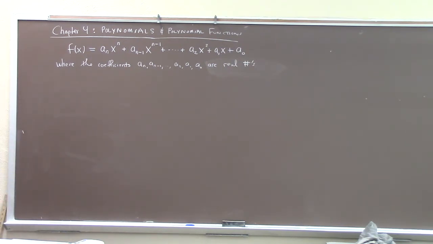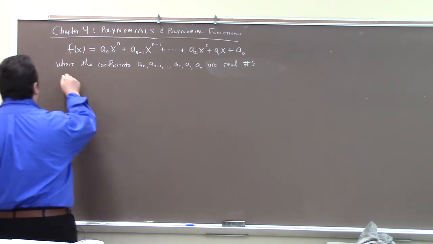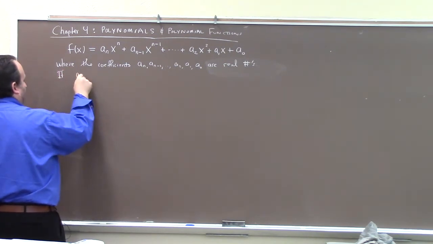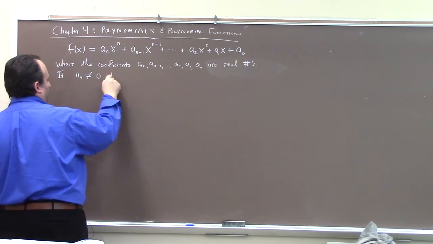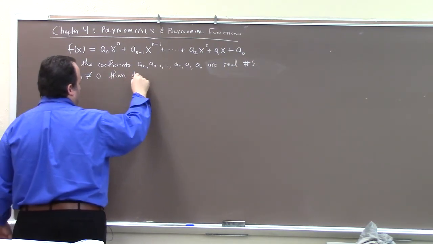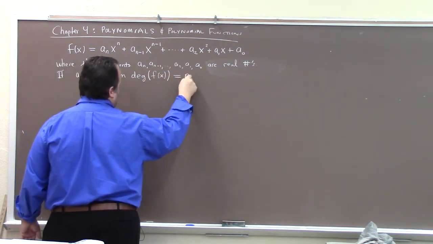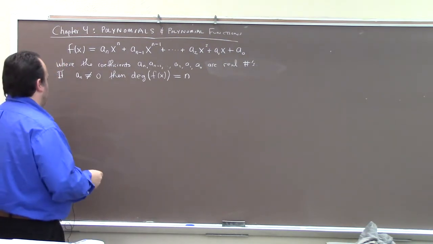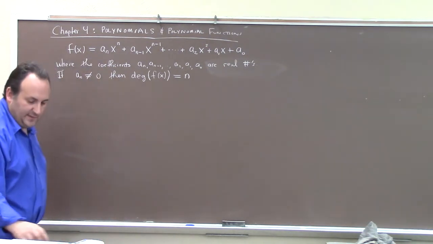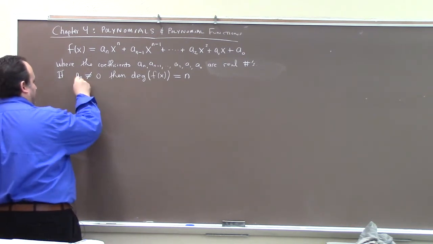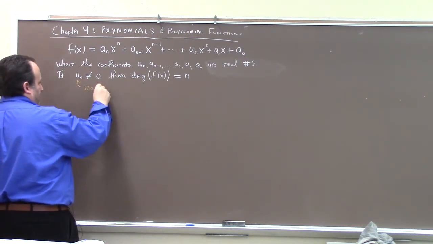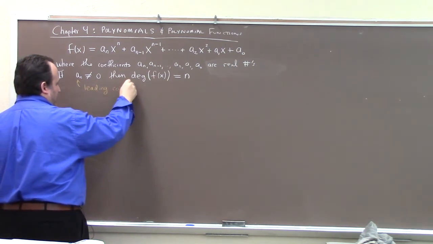And a little bit more, what can we say? If a sub n is not equal to 0, then the degree of f of x is equal to n, all right? And this a sub n has a name. It's called the leading coefficient. The leading coefficient of a polynomial tells us a lot about it.